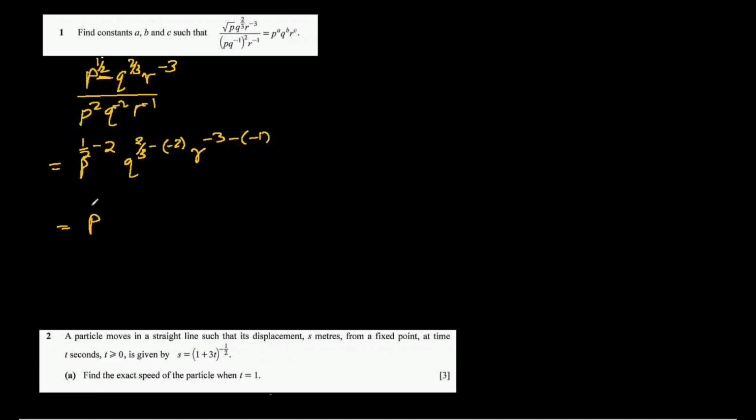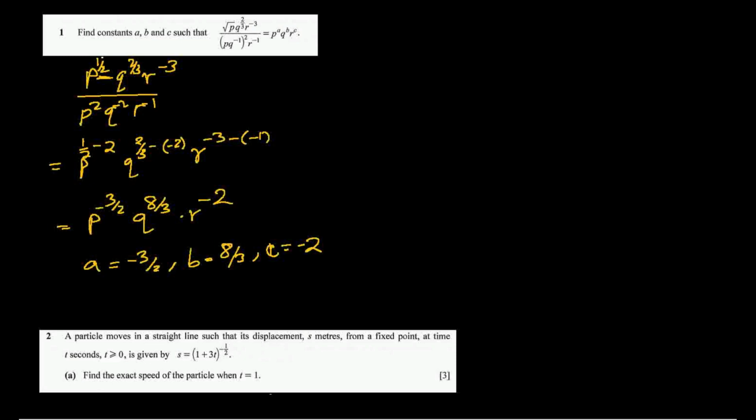So we get half minus 2 will be minus 3 over 2. For q, 3 times 2 is 6 plus 2. This negative and negative will make it add, so they will add up and 8 over 3 will be the exponent. Then r is minus 3 plus 1, minus 2. So we got a equal to minus 3 over 2, b is 8 over 3 and c is minus 2.